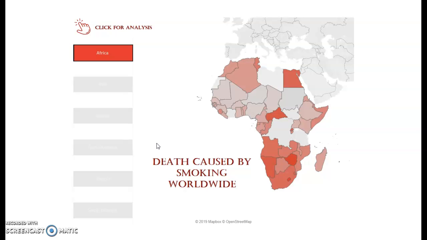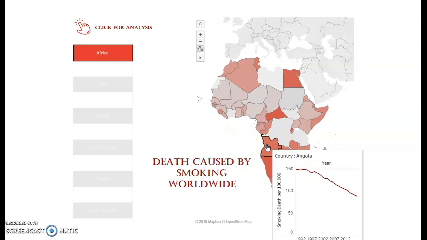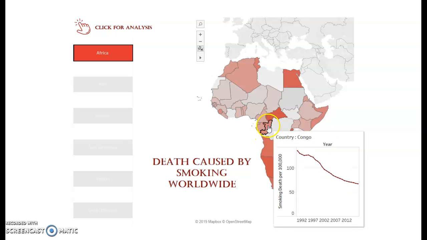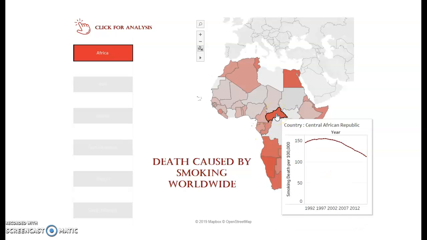It's pretty basic. We have a map of Africa, and it's colored in by how many deaths per 100,000 are caused by smoking. If I hover over a country, you can see in the tooltip a line chart time series showing how smoking deaths per 100,000 people have changed from the early 90s until more recent times in the 21st century. And you can use this for each one and just see how the trends have been.